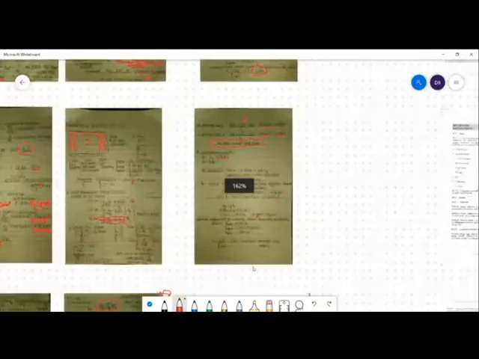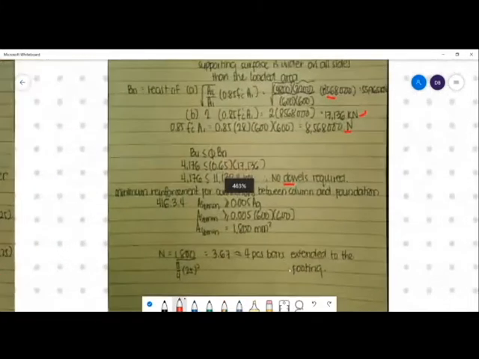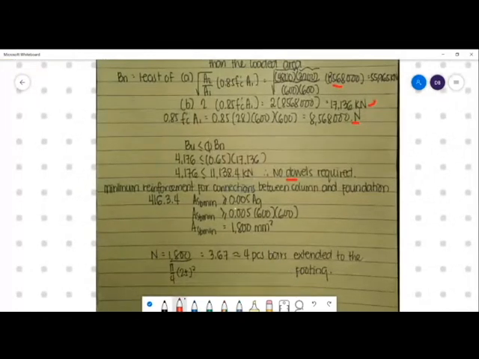Next, minimum reinforcement for connections between the column and the foundation. 0.005 of the area of the column, that is equal to 1,800 millimeter square. And if we divide it by the area of the reinforcement, now we have 3.67 or 4 pieces of bars. Now, the 4 pieces of bar from the column, we shall extend up to the footing.